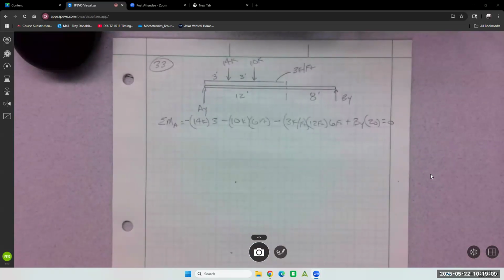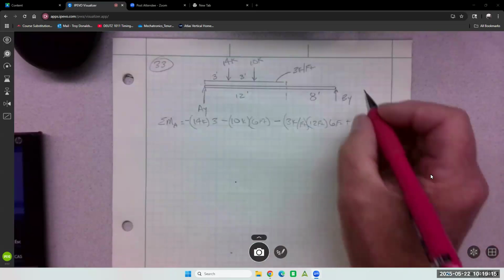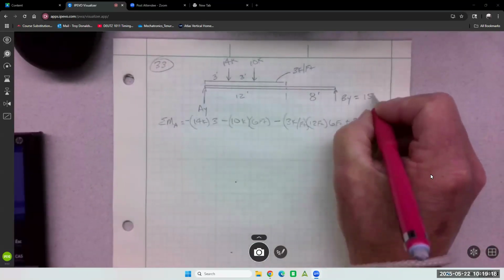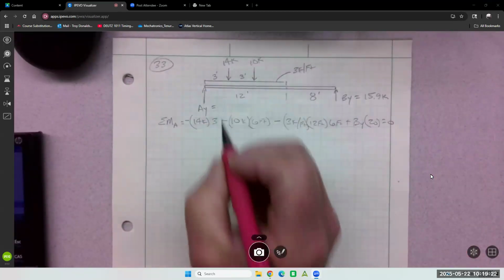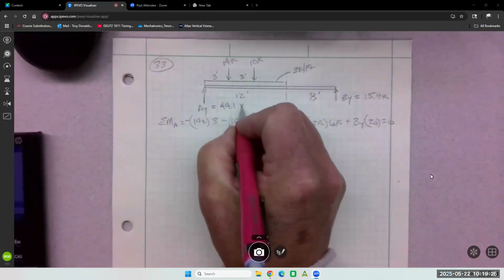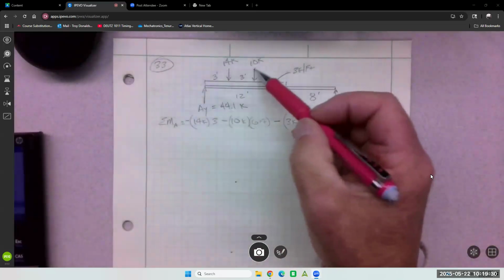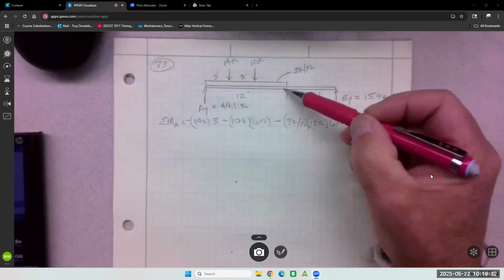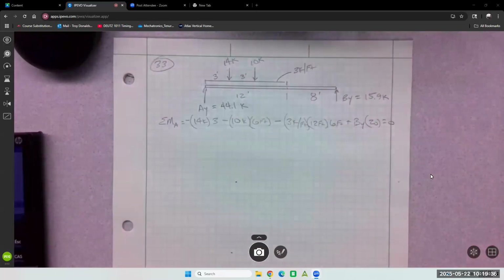Does anybody have a number for By? 15.9 kips. Anybody else have 15.9? Alice does. So that I give you for Ay, 44.1 kips. It's like we have a total of 24 coming down. 3 times 12 is 36. 60, yeah, it looks like it adds up.